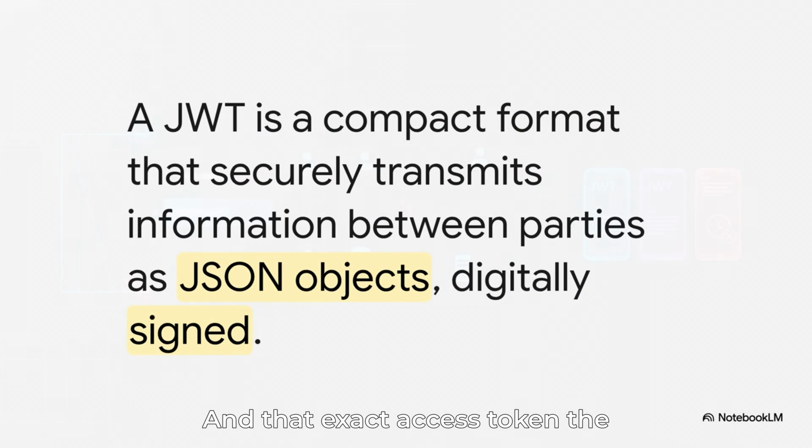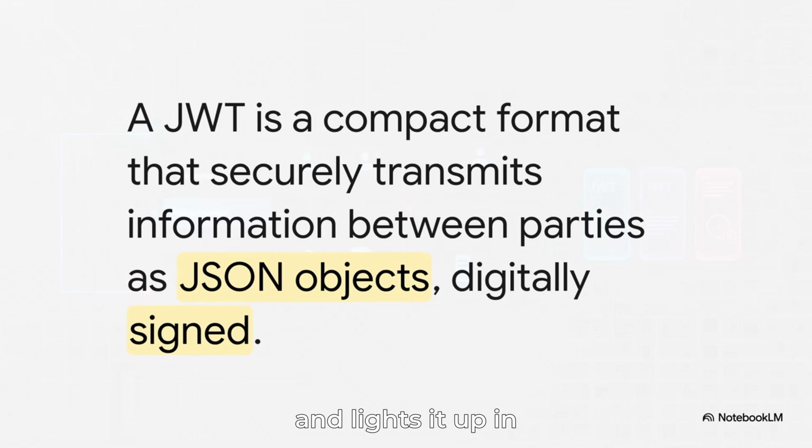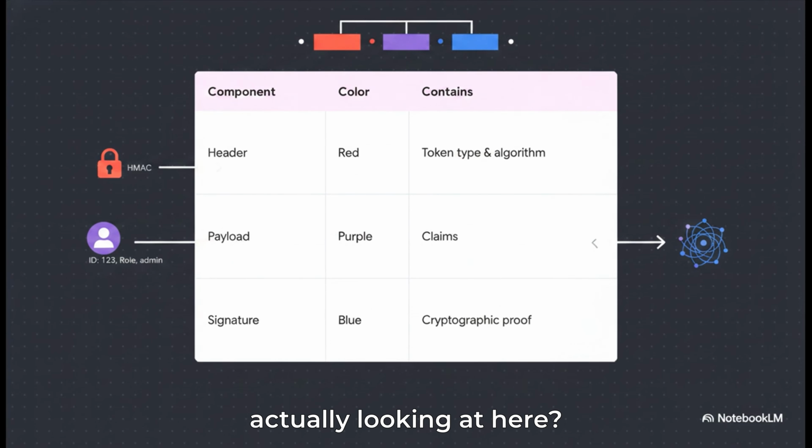And that exact access token the developer told you to check? Well, it's usually a JSON Web Token, or JWT for short. Out in the wild, it just looks like a massive string of URL-safe gibberish. But when you paste that exact string into a debugger like JWT.io, absolute magic happens. It decodes the whole thing and lights it up in 3 distinct colors. So, what are we actually looking at here?